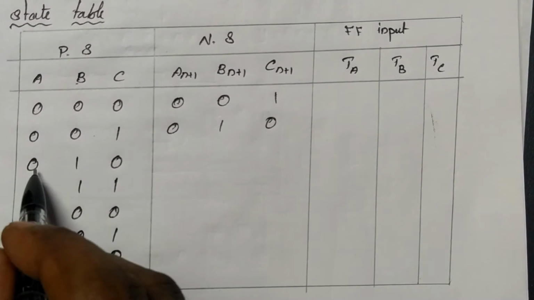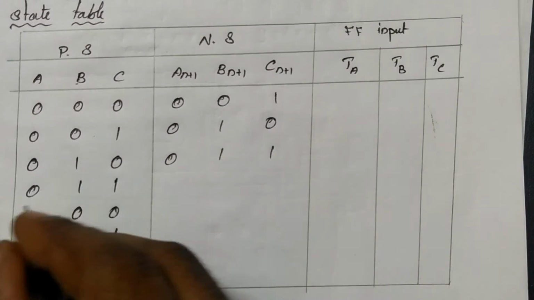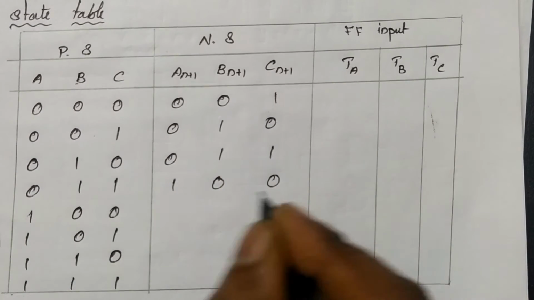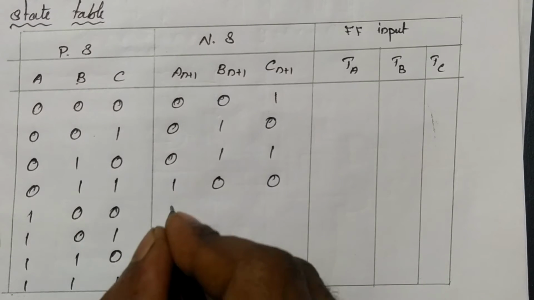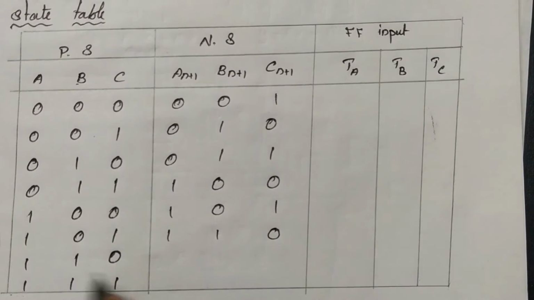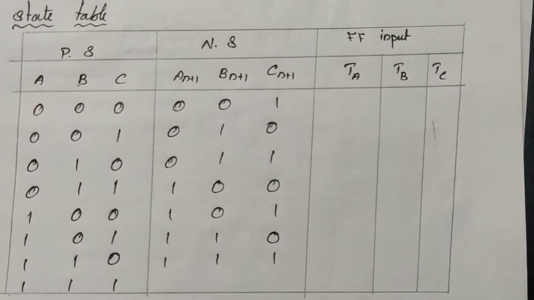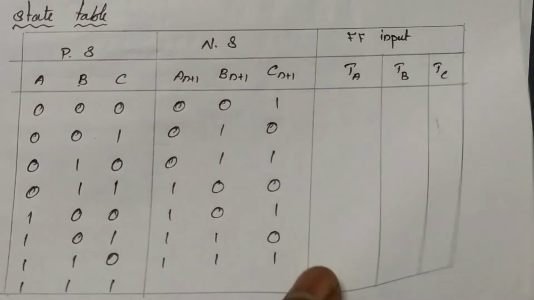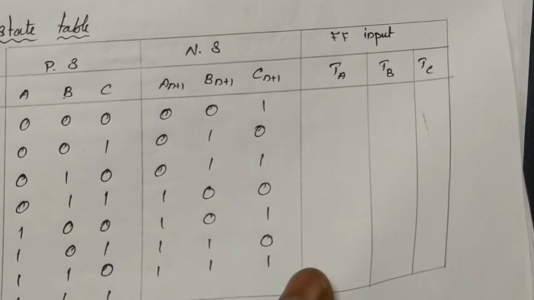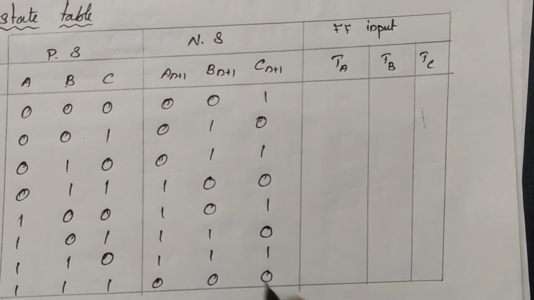Therefore, here 0, 1, 0, its next state will be 0, 1, 1. For 0, 1, 1, its next state value is 1, 0, 0. Likewise, here it will be 1, 0, 1. Here it will be 1, 1, 0. Here it's 1, 1, 1. When it reaches 1, 1, 1, its next state value returns to 0, 0, 0.